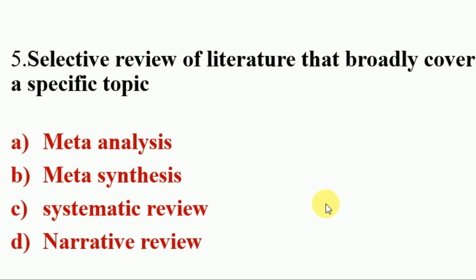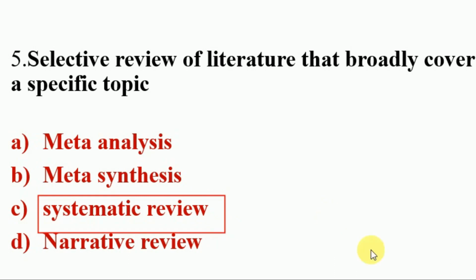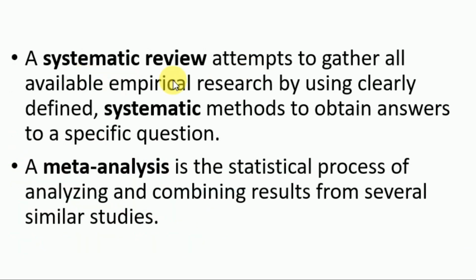Next question. Select a review of literature that broadly covers a specific topic. Options: A. Meta-analysis, B. Meta-synthesis, C. Systematic review, D. Narrative review. Answer is C. Systematic review. So a systematic review attempts to gather all available empirical research by using clearly defined systematic methods to obtain answers to a specific question. Meta-analysis is the statistical process of analyzing and comparing results from several similar studies.